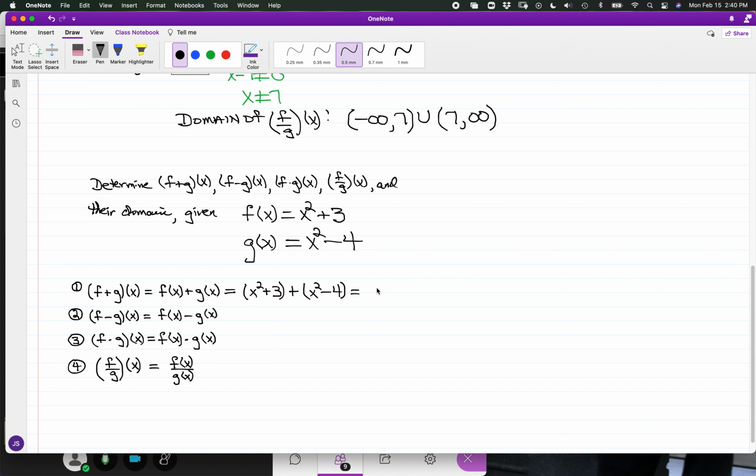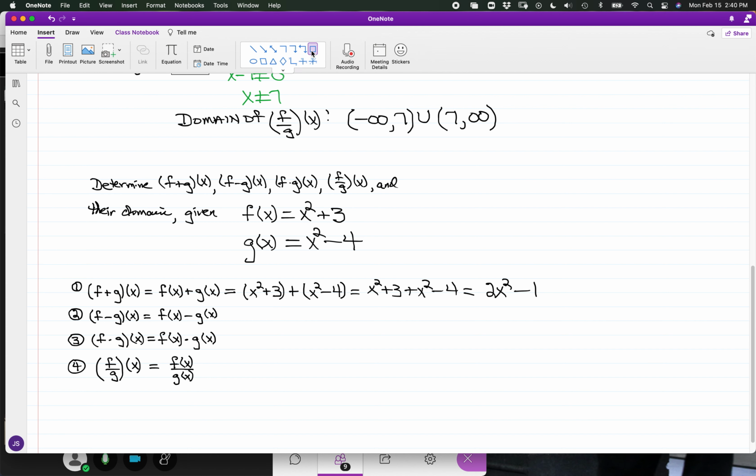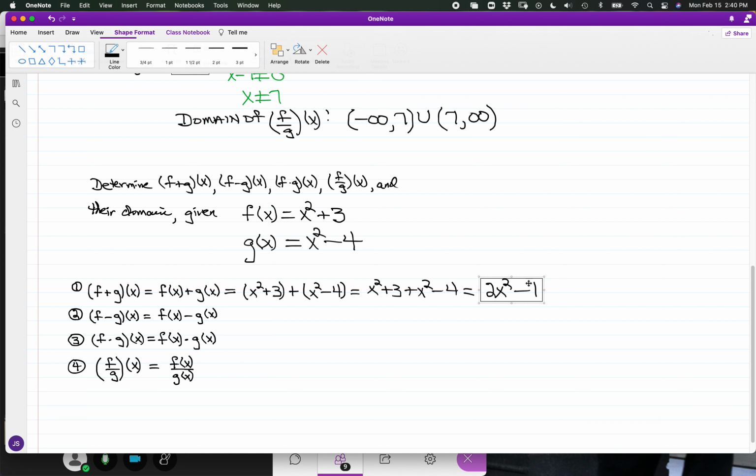And so looking at adding f of x and g of x, we have x squared plus 3 plus x squared minus 4. Combining like terms, x squared plus x squared makes 2x squared, and 3 minus 4 becomes negative 1. So for the sum of these functions, we have 2x squared minus 1.